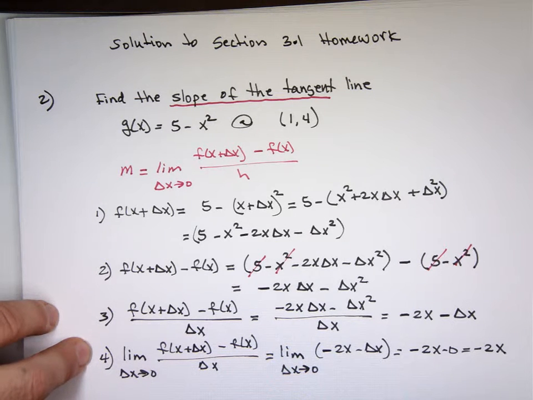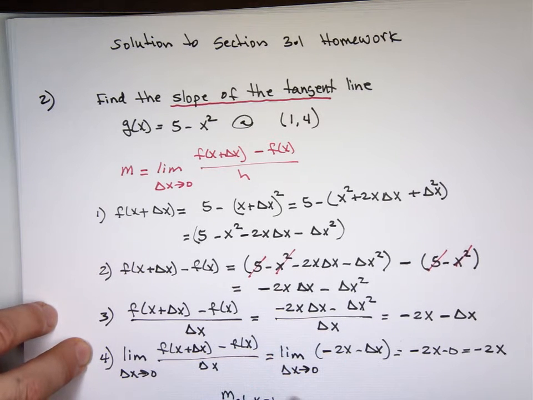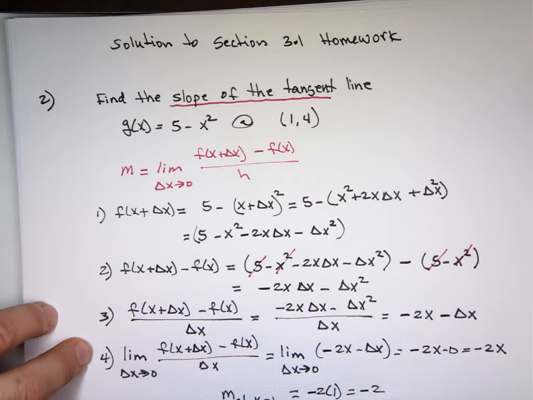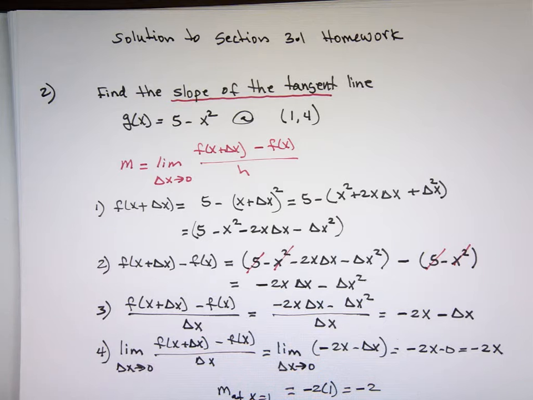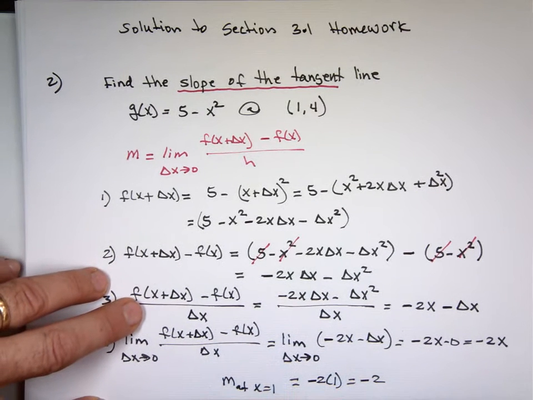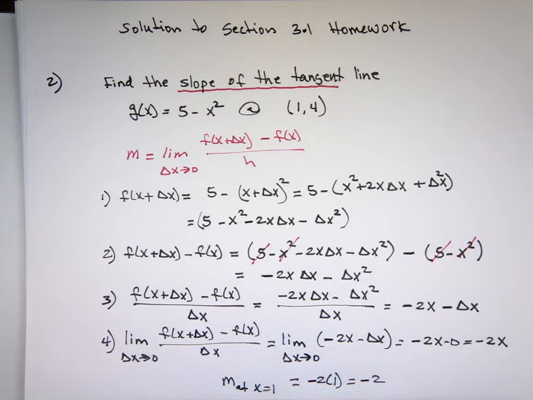So you want the slope at 1, at x equals 1. That would be negative 2 times the 1, which is what? Negative 2. So the slope of the tangent line at x equals 1 and y equals 4 is negative 2. So if I plug in negative 2 here, and I submit my answer, and I'll wait for it, and I got it right.